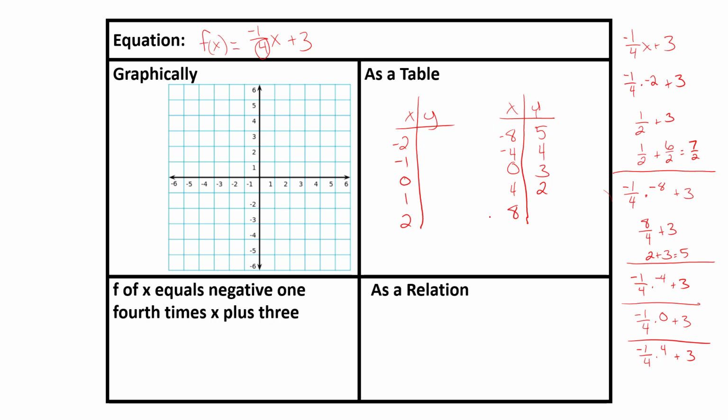Now, hopefully you see a pattern happening here. As my x's are increasing, my y's are decreasing by 1. So we can already go ahead and tell, if I plug in an 8, I'm going to get a 1 for my y. Let's graph. -4, up 4, 0, 3, over 4, up 2. Well, that definitely appears to be a linear pattern.